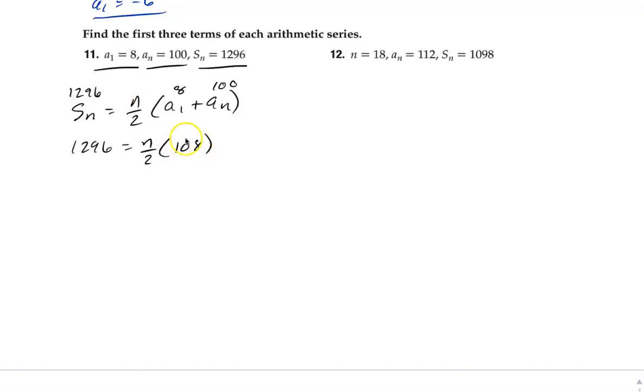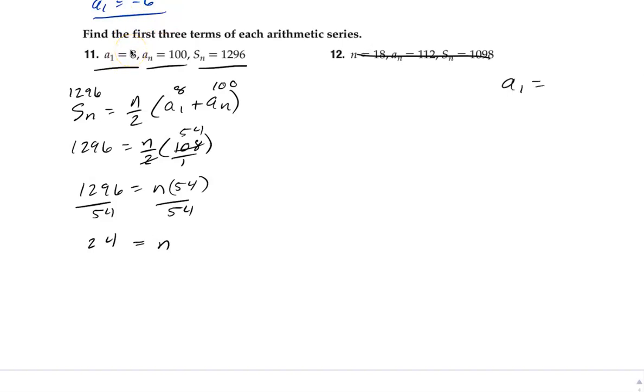So then I'll reduce this first. So that cancels out. I get 1296 equals n times, this reduces to 54. n times 54, then we'll divide by 54. And n would equal 24. Thank you, off-camera calculator. So n is 24. Now, what do I need? I just need the first three terms. I actually have the first term already.